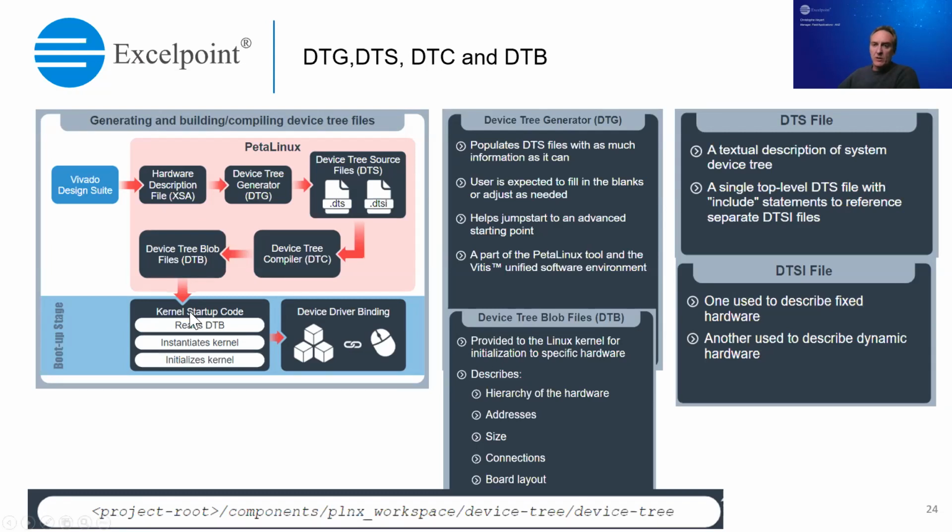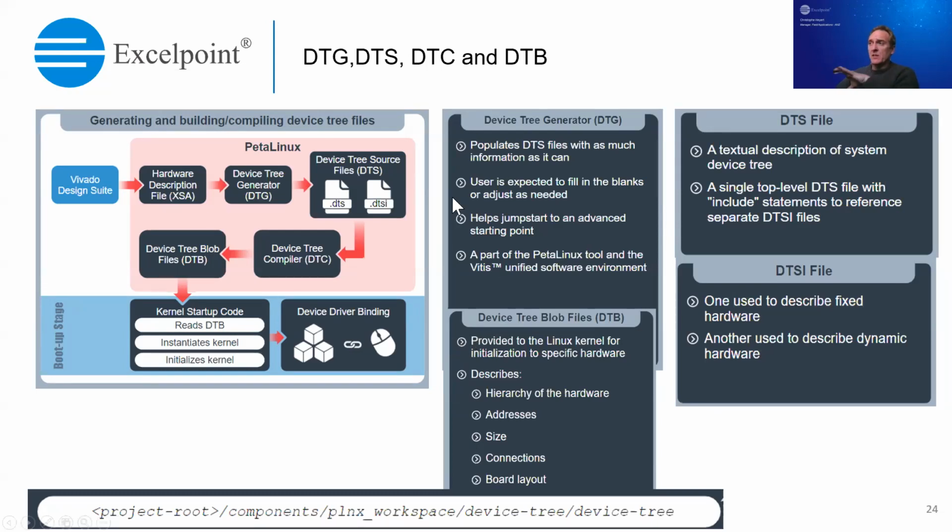The primary use of the device tree blob is to provide itself to the Linux kernel so that the Linux kernel can be initialized to specific hardware correctly. It describes information such as the hierarchy of the hardware, addresses, size, connections, and board layout. The DTB file is provided to the kernel at the boot up stage. So the kernel startup code reads the DTB and initializes the kernel appropriately. It understands system memory location, size requirements, device types, address mapping, as well as configuration options. And finally, the kernel infrastructure then binds the drivers to the devices.